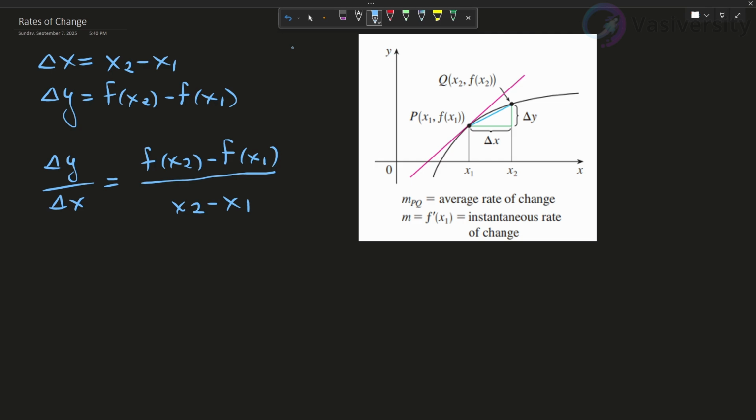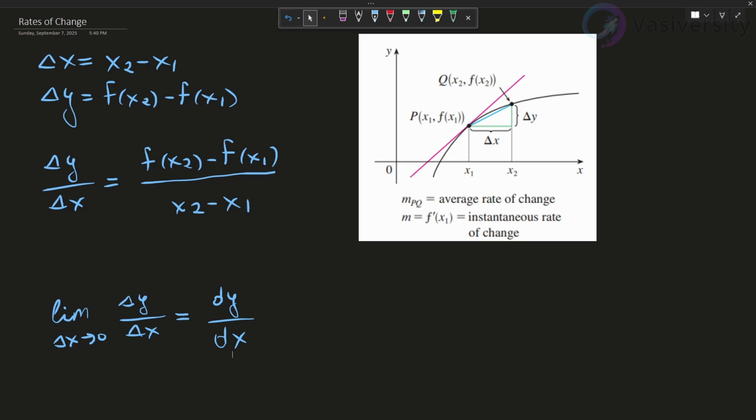So if we say the limit as delta x approaches 0 of delta y over delta x, that will actually be equal to dy over dx. All right, so that is the derivative. So it's exactly at the point that we're trying to evaluate.